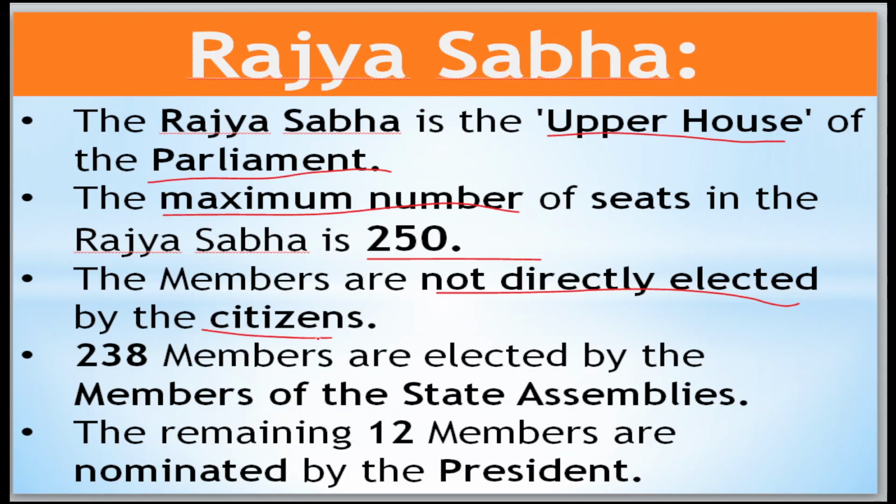Then who will elect them? Among the 250, 238 members will be elected by the members of the state assemblies, meaning the MLAs of all the 28 states will vote for them. MLAs will vote for those 238 members. And the remaining 12 members will be nominated by the President of India.